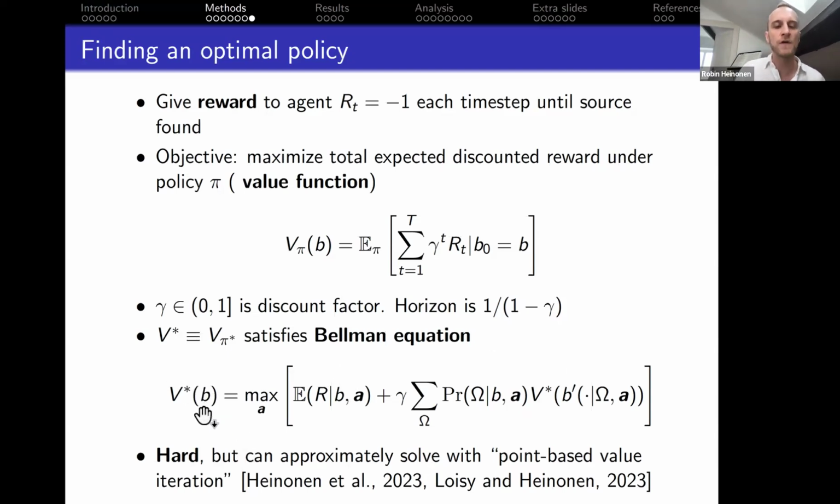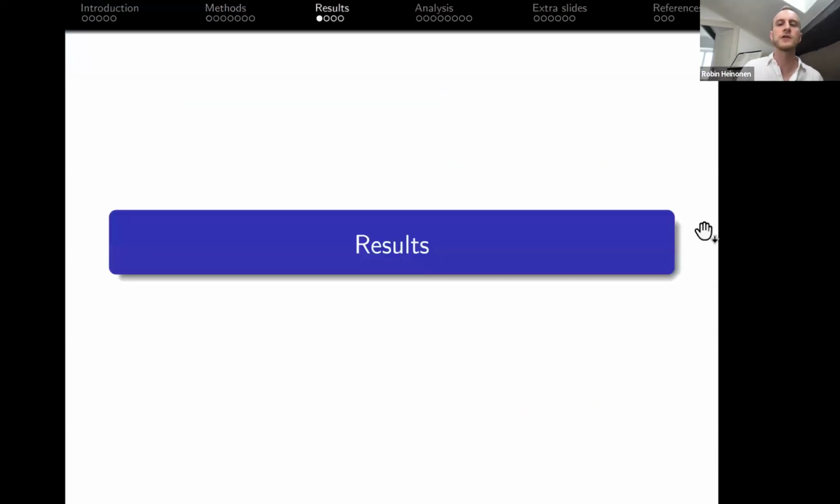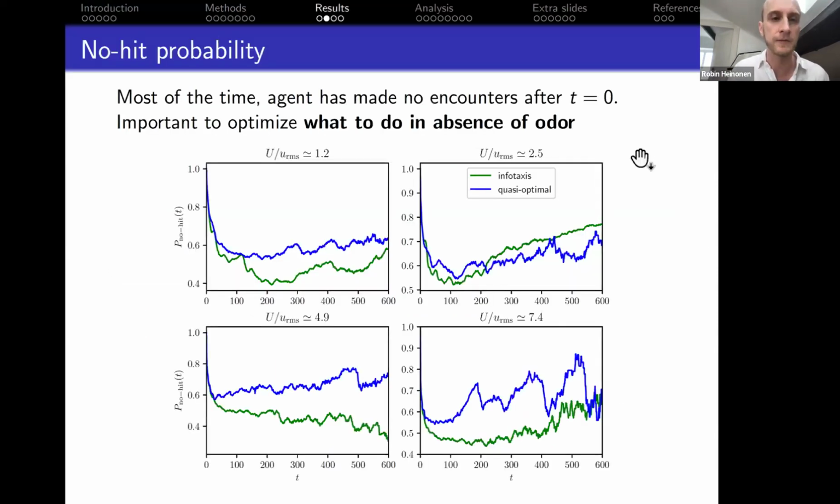So the goal then is to solve this equation, which in fact is very hard because the belief lives in a high-dimensional space. But nevertheless, we did some work to show that indeed it can be approximately solved with a pre-existing technique called point-based value iteration, which is based on dynamic programming. Once you have your value function, you immediately have an optimal policy, and then you can allow the agent to search according to this policy.